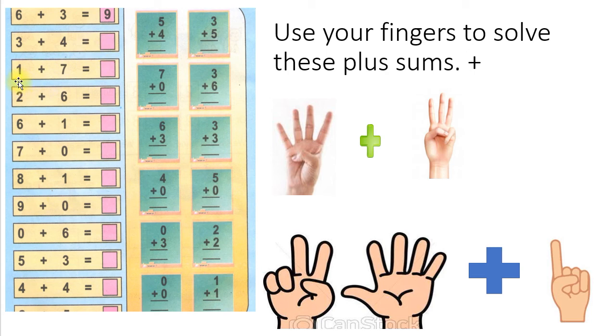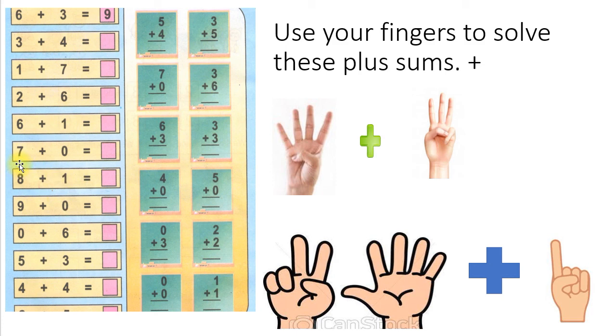Now here's one more example. 1 plus 7. Have 1 finger, and these are 1, 2, 3, 4, 5, 6, 7. 7 plus 1. What is the answer? Count all the fingers. 1, 2, 3, 4, 5, 6, 7. Plus 1 more to it makes 8. 8 fingers. Same like this you do the rest of the sums.